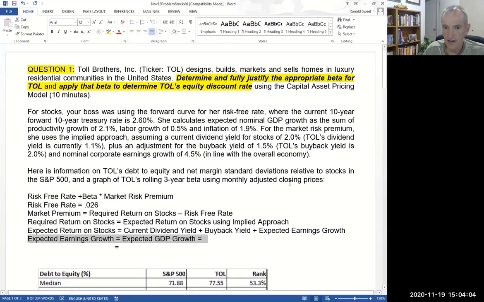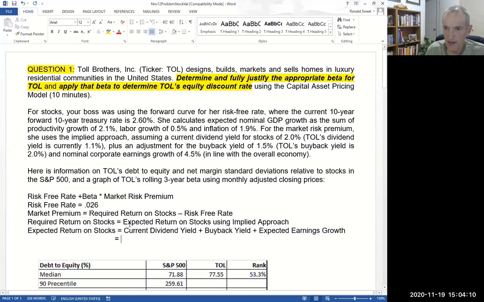But she says nominal corporate earnings growth of 4.5%. So she's giving you that number, so you don't have to calculate it. It does happen to come out to be 4.5%, so it does equal. But if she gives you the number, just use the number. So the key here is that we're looking for expected nominal corporate earnings growth. So if she gives you that number, use it. If not, she says it's going to be the same as the economy, then add those 3 numbers together.